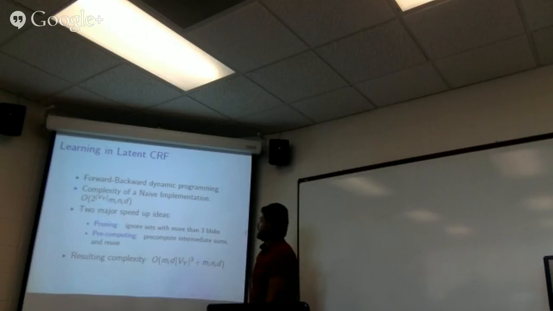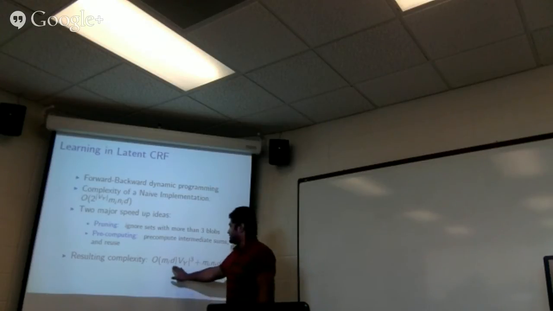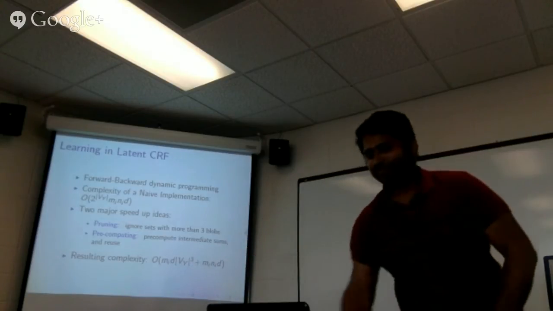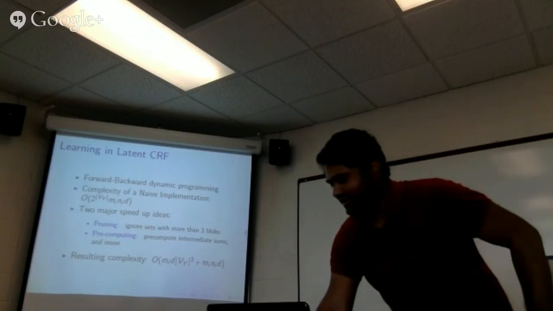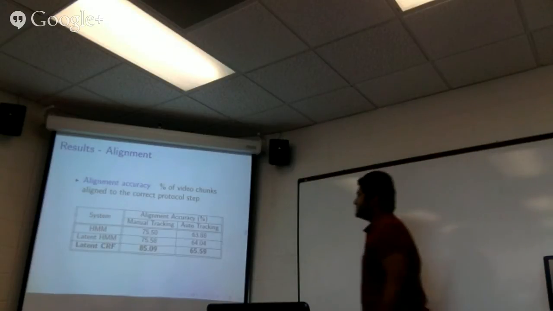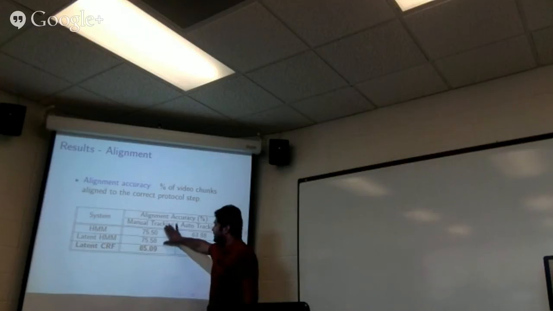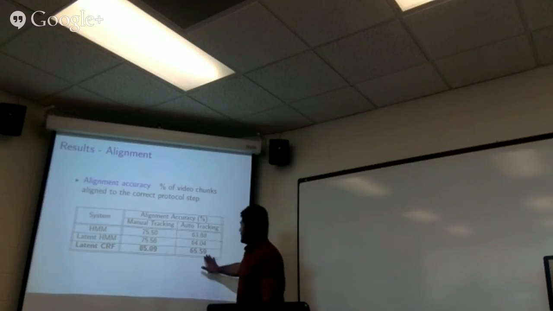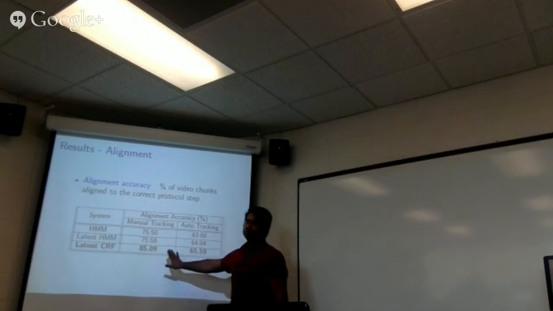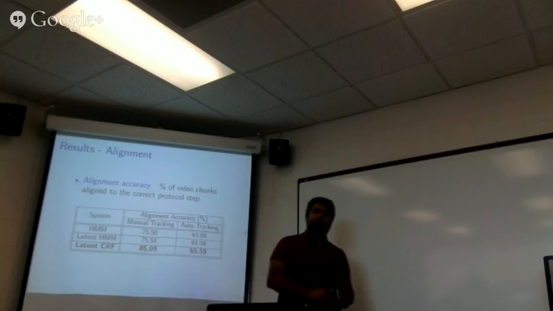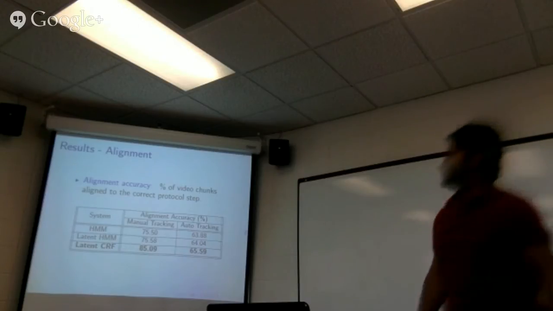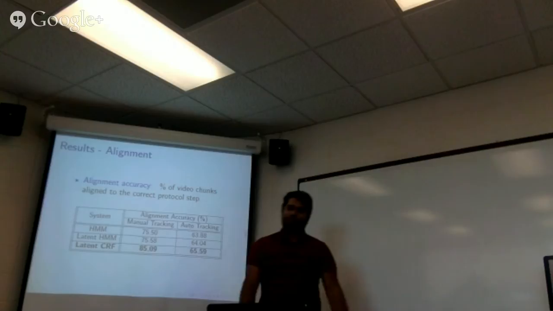And now we can do forward backward. It's not completely exact, but I think it's almost exact because we never have more than three objects in hand. So overall, this is our complexity, and here are the results. We look at the previous HMM and latent HMM, and now with latent CRF, we got significant improvement on manual tracking data, which is a much cleaner data set. And on the computer vision data, we had very small improvement, which is not statistically significant, but we had highly significant improvement on the tracking data set.